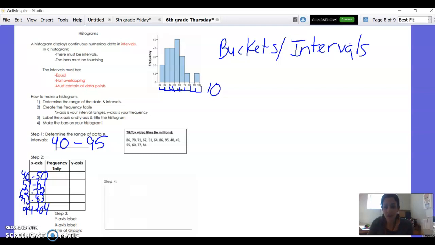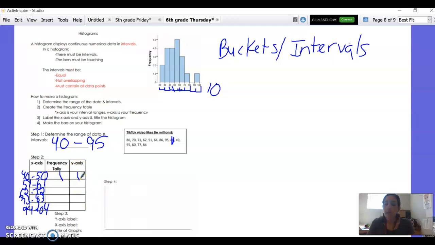So now what I'm going to do is I'm going to look through my data, and I'm going to see how many times the numbers 40 to 50, anywhere in between there, come up in my data. So if I scan through my likes here, it looks like I have 40. And that's it. So I'm going to cross off 40, and you should do the same in your packet. And I'm going to write one frequency tally, meaning there's only one number between 40 and 50 that's listed in my data. So on my y-axis, which we'll talk about in a little bit, which will be our frequency, I would just include frequency 1.